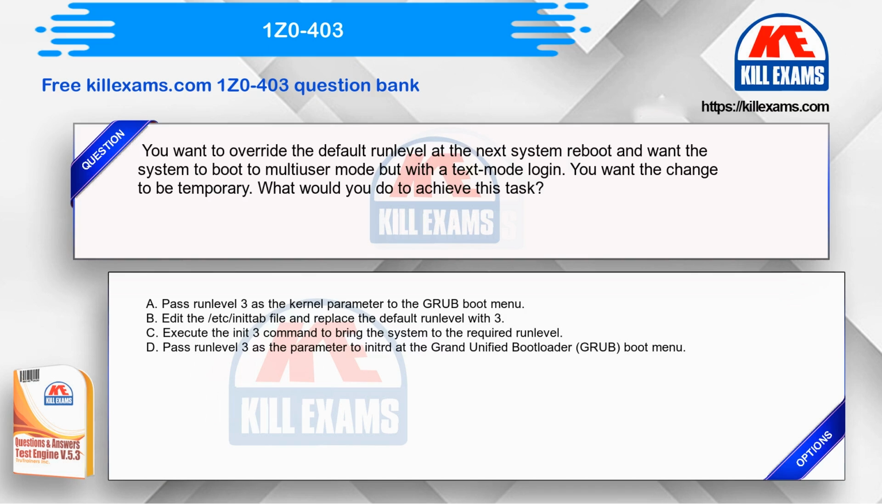Option A. Pass run level 3 as the kernel parameter to the GRUB boot menu. Option B. Edit the /etc/inittab file and replace the default run level with 3. Option C. Execute the init 3 command to bring the system to the required run level. Option D. Pass run level 3 as the parameter to initrd at the Grand Unified Bootloader (GRUB) boot menu.